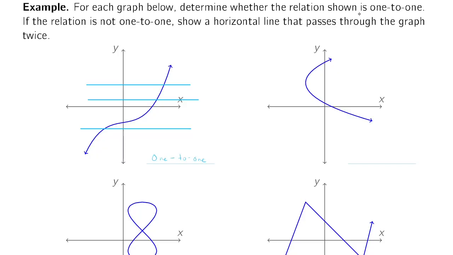And again, in the second example, looking at various horizontal lines, it looks like we're not going to be able to find any of those either that cross this graph more than once. And so this relation, again, is one-to-one. However, let's look at these next two examples.